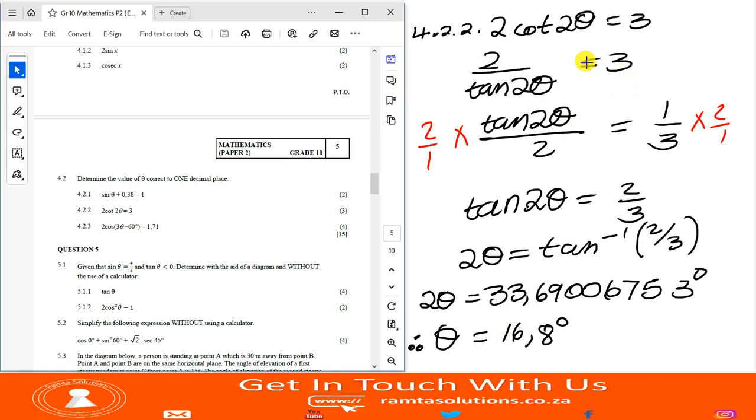So now let's check with our calculator. 2 over tan 2 theta. You can either use this or you can use the 16.8. So if you use the 16.8, it will be 2 over tan open bracket 2 times 16.8 close. As you can see, correct to whole number, the answer that you're getting is 3. So this is it, guys. This is how you get your answers. Now let's get to 4.2.3.